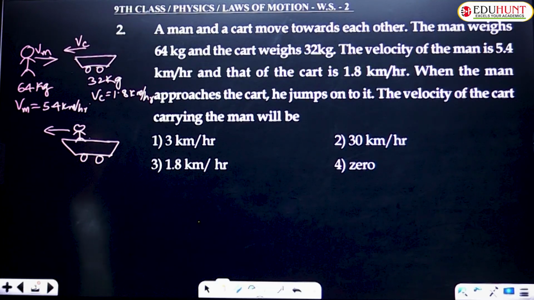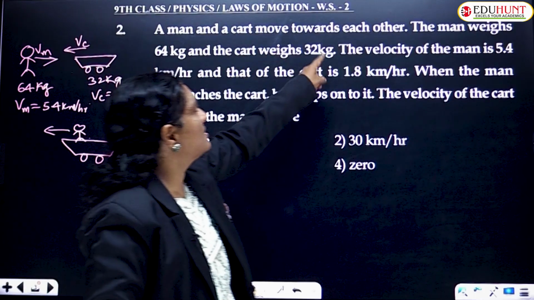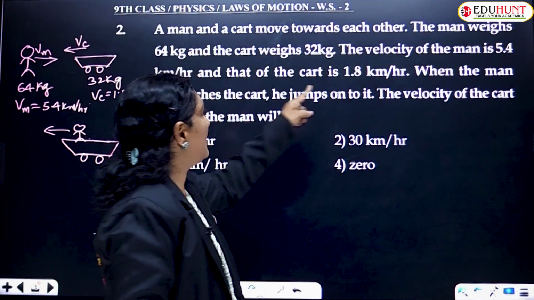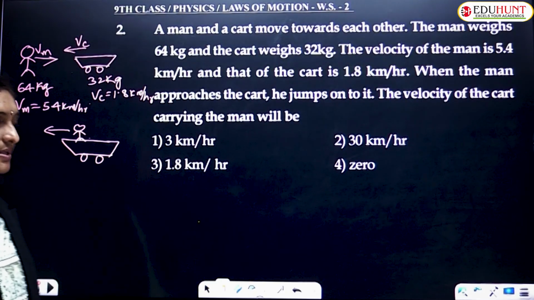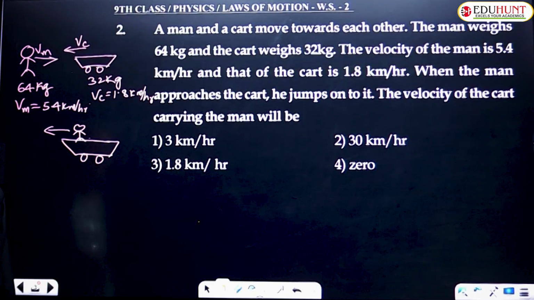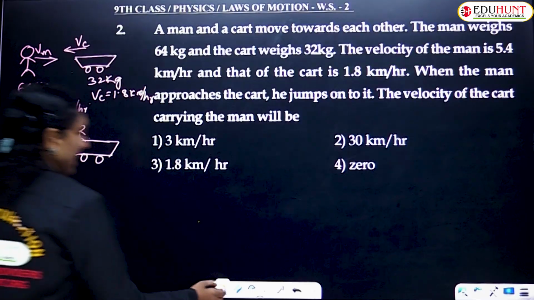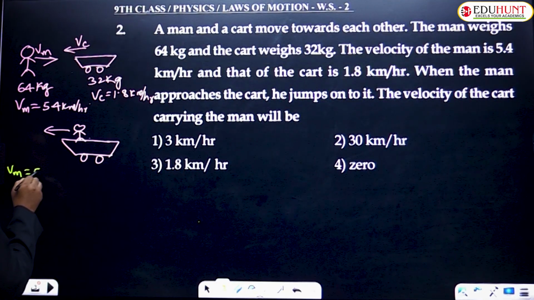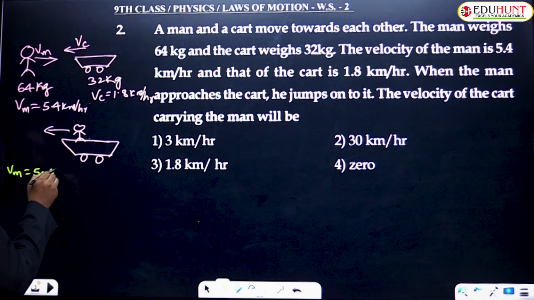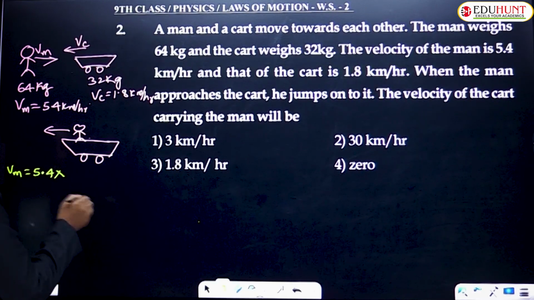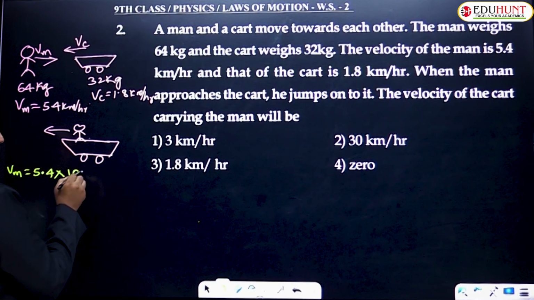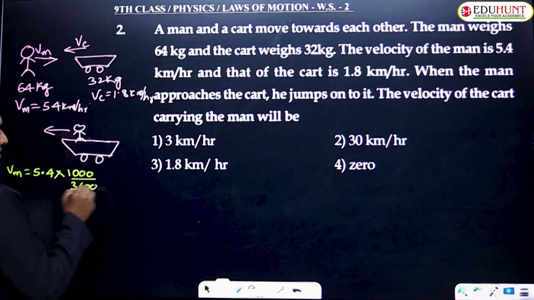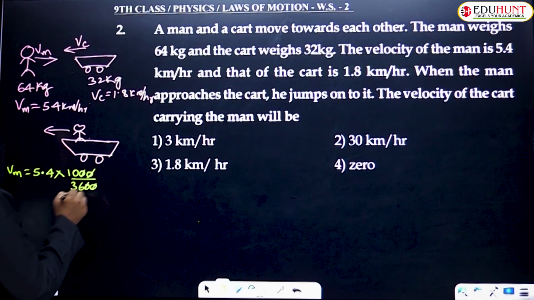Okay, children. But if you observe, here it was given in kgs, 32 kg and 64 kg, whereas the speeds are given in kilometer per hour. So let us convert everything into a common system of units. So clearly we have Vm, velocity of the man, given as 5.4 kilometer per hour. Kilometer means how much meter? 1000 meter per hour can be written as 3600 seconds. So zeros get cancelled.